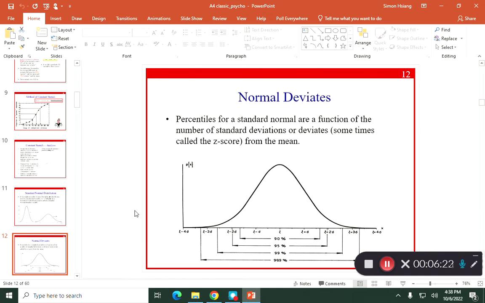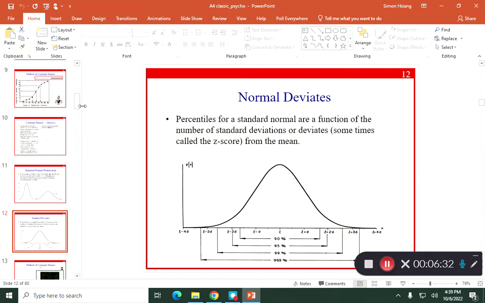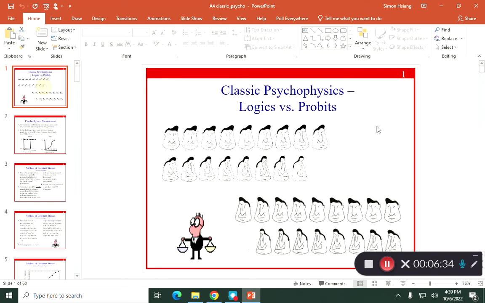One is the logistic function. The other one is what we call the normal distribution. In the normal distribution, the nickname in psychophysics is probit. In the logistic regression approach, it's called logit. But no matter whether logit or probit, it ends up in a regression format.